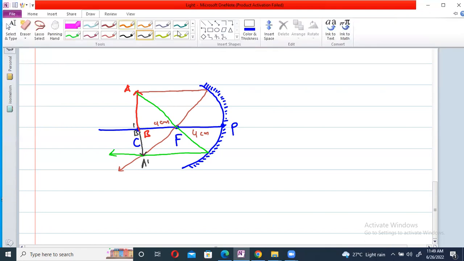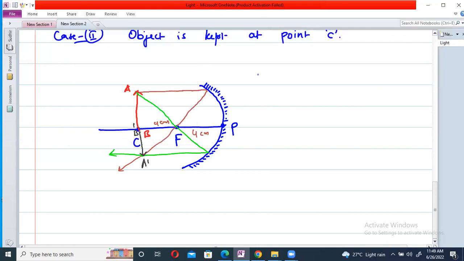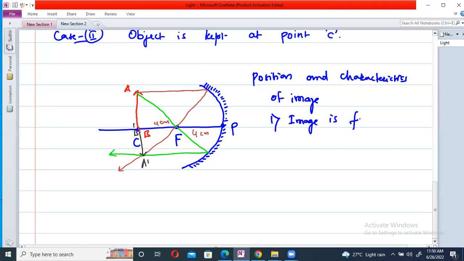So what did you understand in this one? In the second case, what is the position and characteristics of the image? Point number one: the image is formed at C. The image is formed at the center of curvature C.